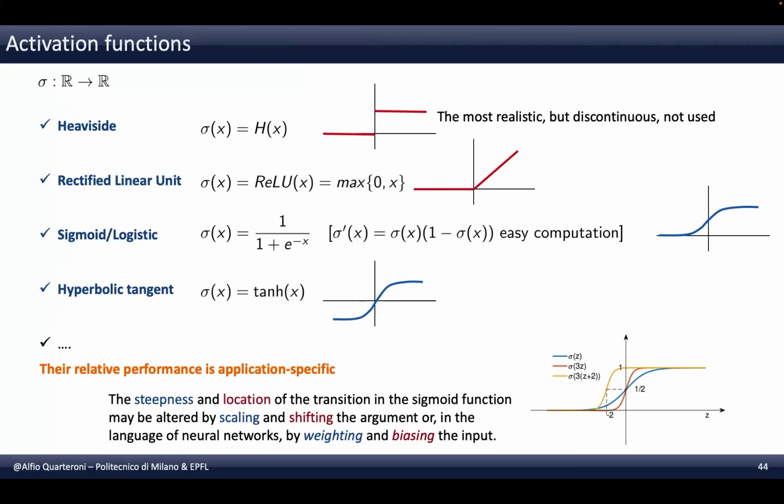The activation functions. This is the Heaviside function. This is the most used in the computer science environment. It's called the ReLU, rectified linear unit. Sigma of x is the maximum between 0 and x. This is the sigmoid function, and this is the hyperbolic tangent.